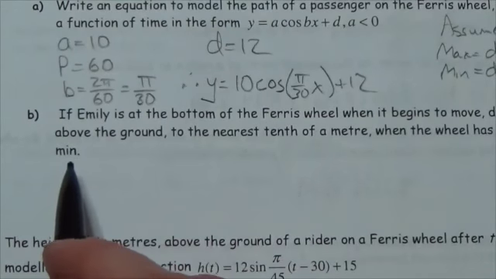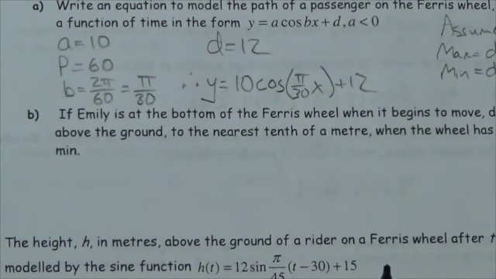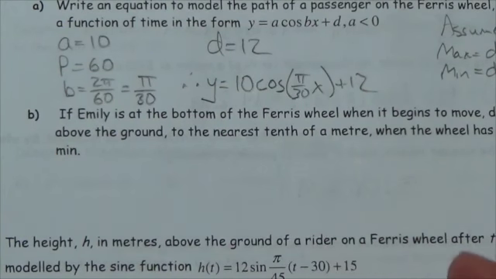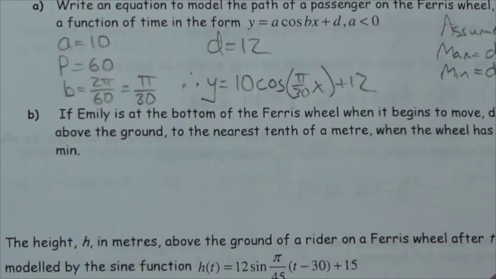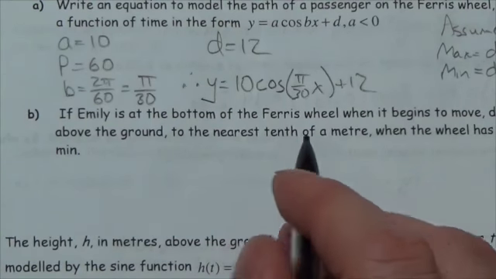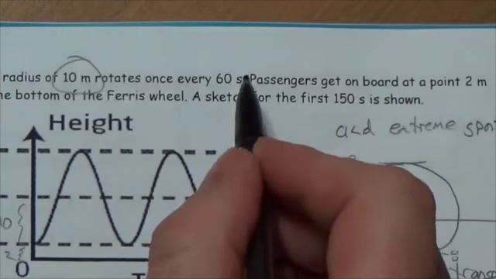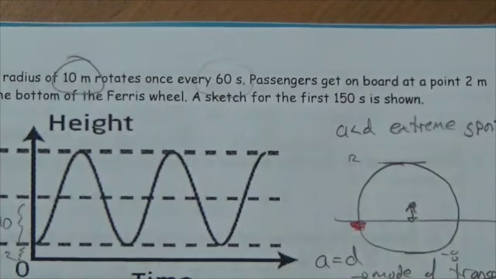Now, the next question says, if Emily is at the bottom of the Ferris wheel when it begins to move, determine her height above ground to the nearest tenth of a meter when the wheel has been in motion for 2.3 minutes. Now, it would be so tempting to be thrown off by this here. Okay, 2.3 minutes is not the value that we're going to plug into this. Because if you come back up to this, our time here is in seconds.